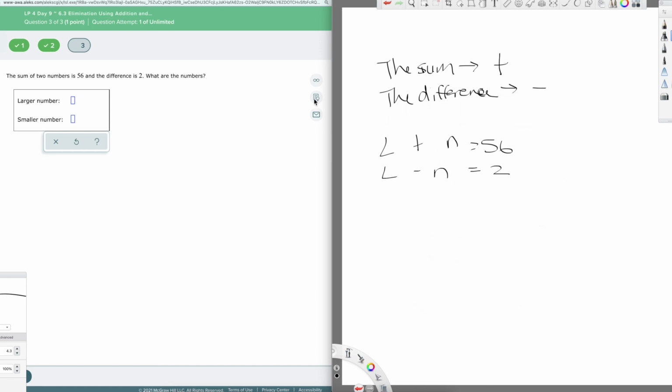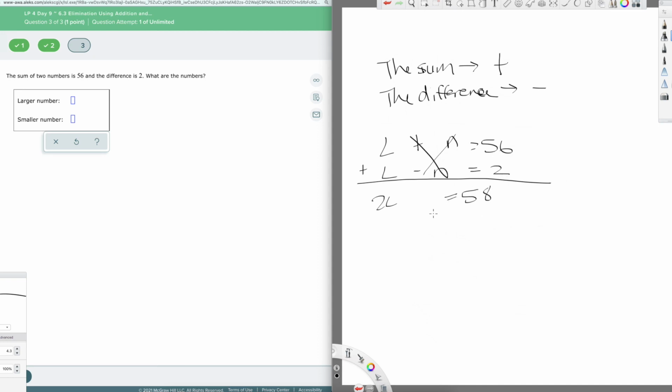But we can also use the elimination method. So I have L and L. Those both match. N and negative N. When we have one positive and one negative, instead of subtracting from top to bottom, I can just add them. I don't have to apply a negative sign here, which is nice. So L plus L is 2L. N minus N cancels out. Anything minus itself, just because it's a variable, doesn't change those rules. So now I have equals 56 plus 2, which is 58.